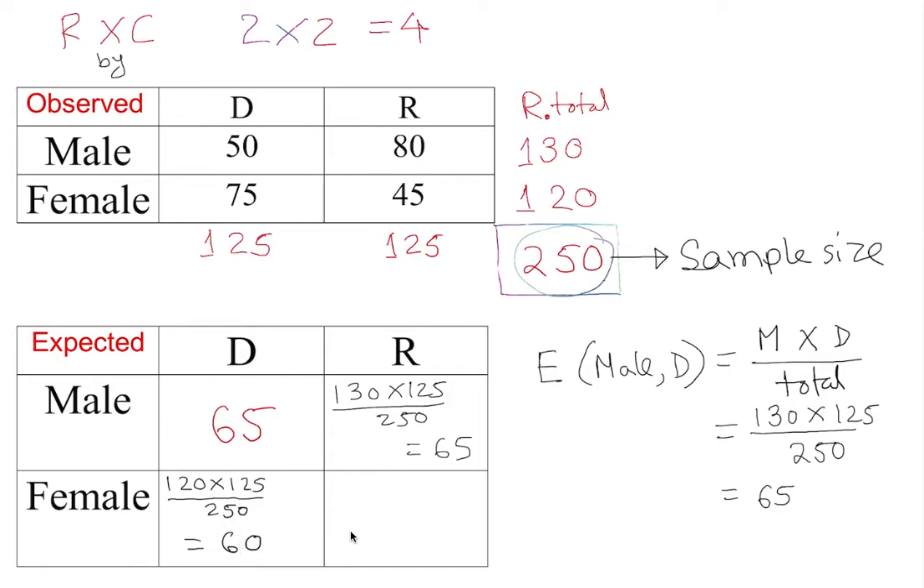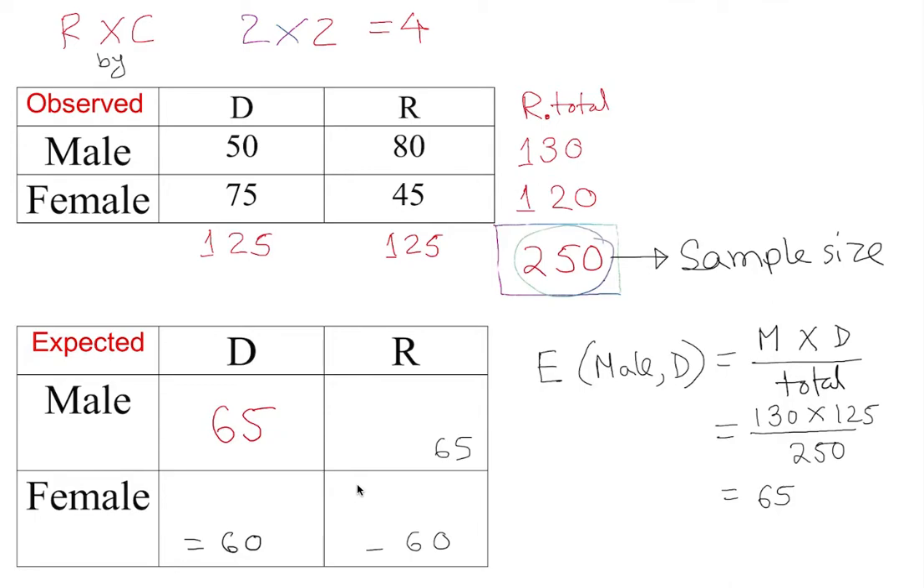And of course, down here is going to be the same thing. We are lucky this time we're getting the same thing here. So the female total is 120 times the Republican 125. It's almost a similar thing here. So 120 times 125 over 250 would also give me 60. So that is how we find it. I can erase those, I don't need that work anymore.